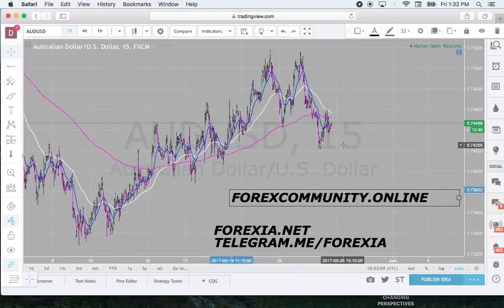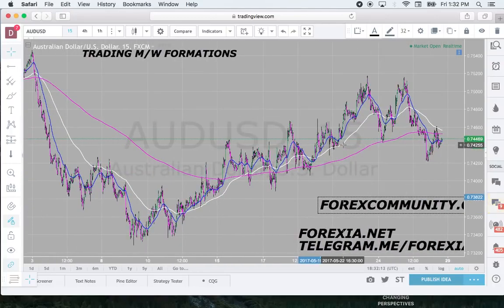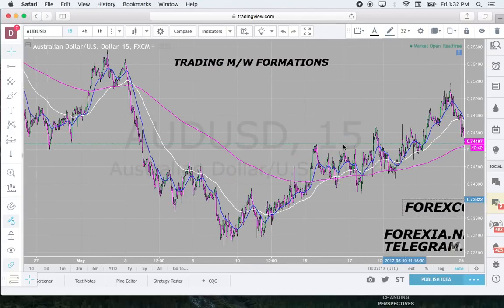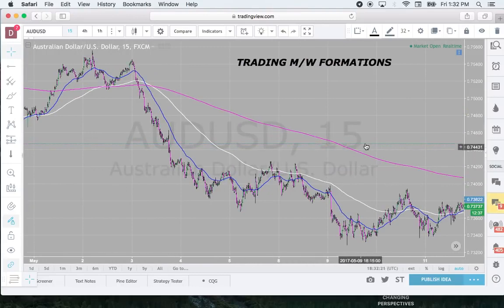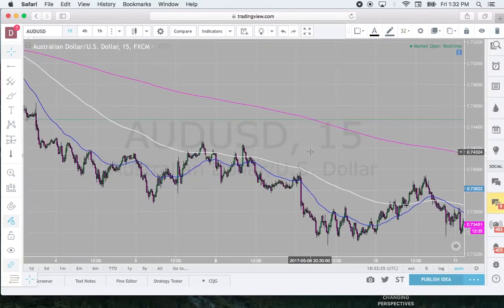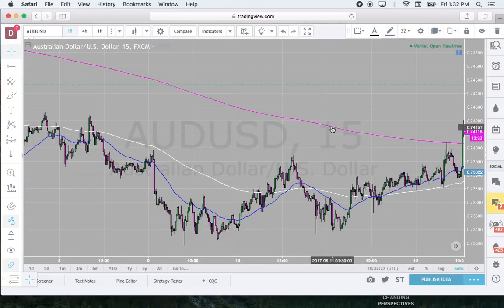So let's get started with this. Trading M's and W's. Today we're going to be focusing on the 15-minute time frame. We're using basically a naked chart. We have the 800 moving average here, exponential moving average, EMA, I call it a few different things. 800, the blue is the 50, and the white is the 200.